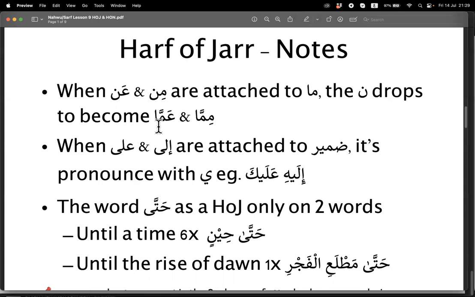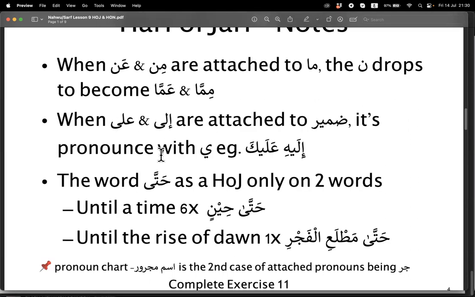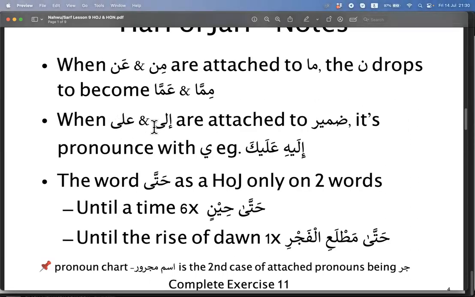For ala and ila, when it's attached to a domir, the alif will become a ya: alaika, ilaihi. But it's actually ala and anta, ila and he. But if it's with other words, then it will remain ila and ala. Allah, for example, it's not alai. Ilallah is not ilai.